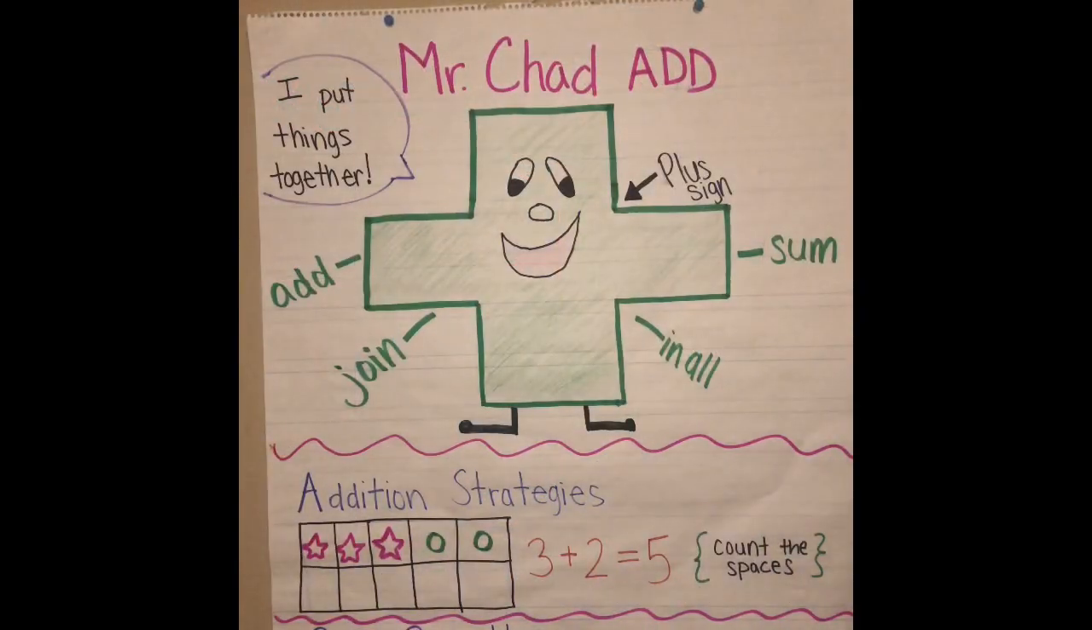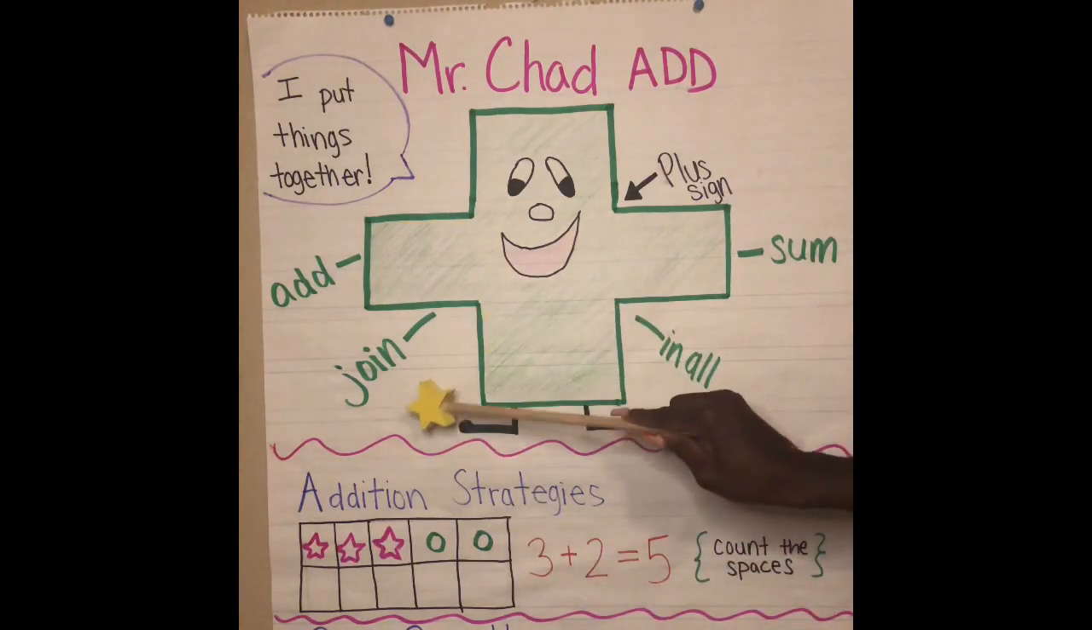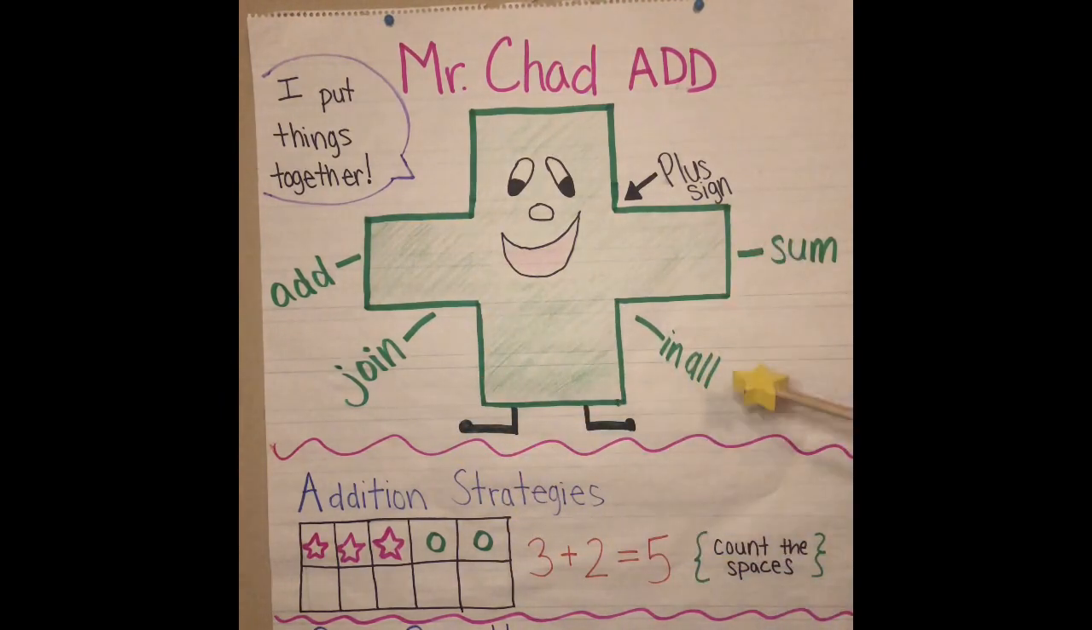Now, I want us to look at our anchor chart. Mr. Chad, add. This is our addition symbol. This is what we use when we want to add. So today we're going to be adding up to 10, so we'll be saying the plus sign very often today. When you add, you're adding things together, you're joining things together, you're seeing how many in all, and then you're getting the sum of all the objects. Mr. Chad is saying I put things together, so we're going to see what type of things he puts together.